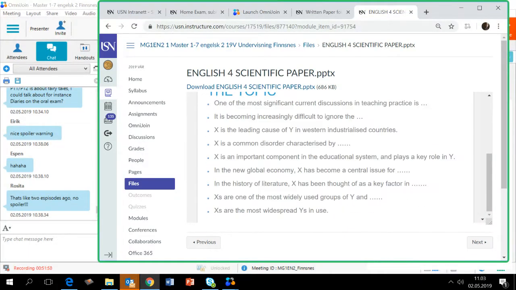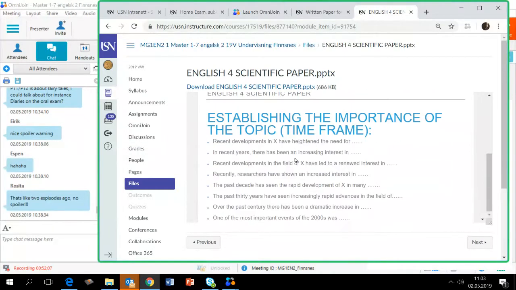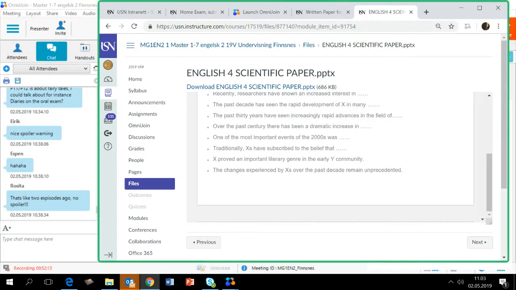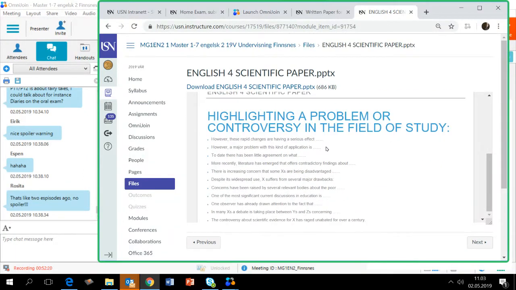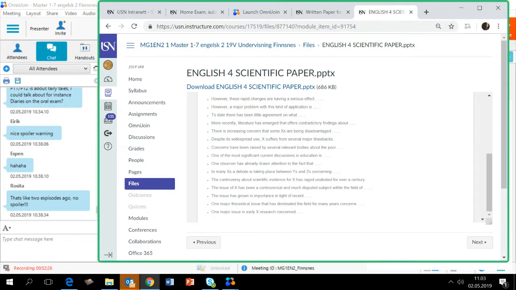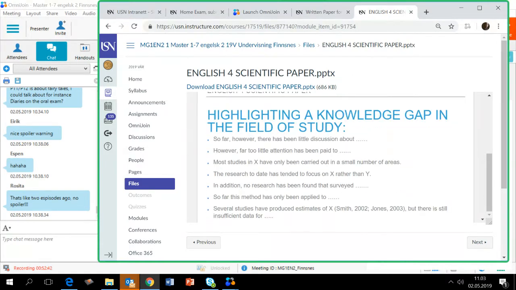I actually have included and doctored to a degree the types of sentences you get in introductions when you establish the importance of a topic in a time frame. One of the most important events of the 2000s, highlighting a problem. So I've even done that as well. Let's have a look. Concerns have been raised by several relevant bodies. One of the most significant current discussions in education is, that's a good line to use, isn't it? Boom.